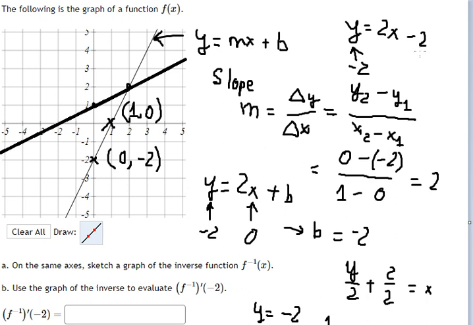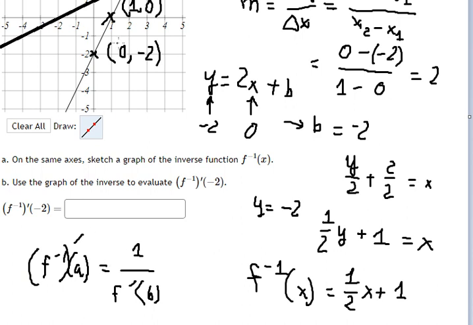So this one, we put negative 2 equals 2x minus 2. We cancel negative 2 on both sides. So you get 0 equals 2x. So we have x equals 0. So that means this one, if we apply the formula, we have negative 2 in here. That means this one, we have 0.